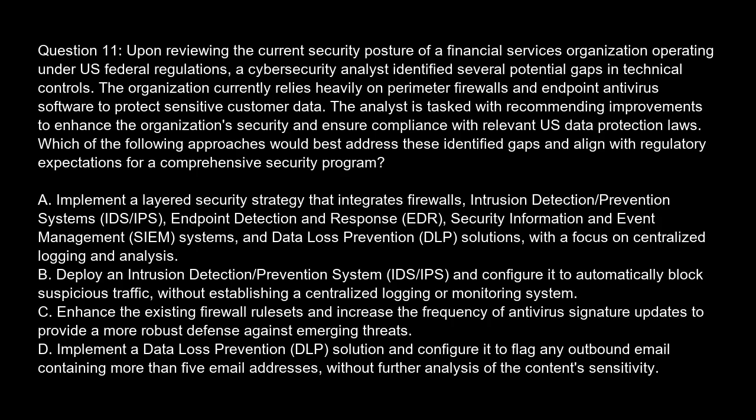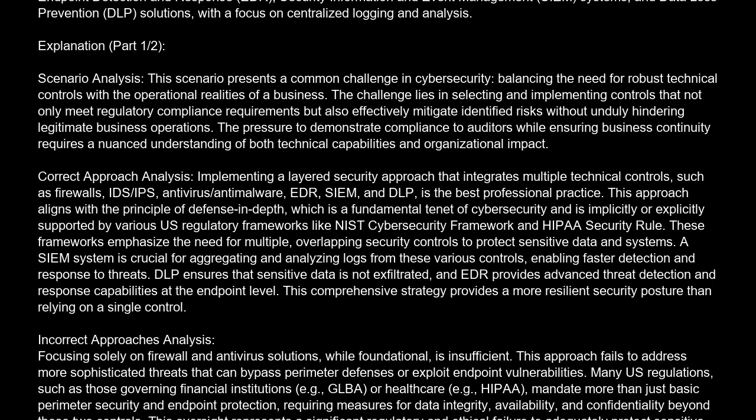Option C. Enhance the existing firewall rule sets and increase the frequency of antivirus signature updates to provide a more robust defense against emerging threats. Option D. Implement a data loss prevention (DLP) solution and configure it to flag any outbound email containing more than 5 email addresses without further analysis of the content sensitivity. The correct answer is A.